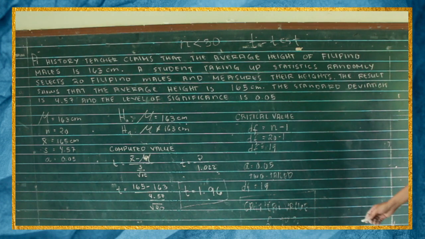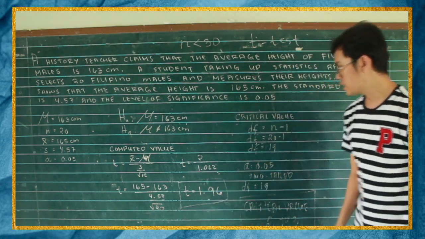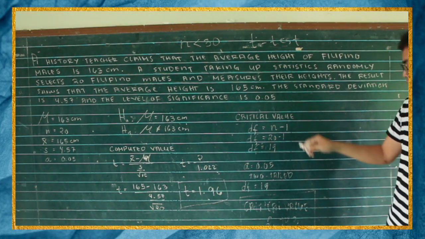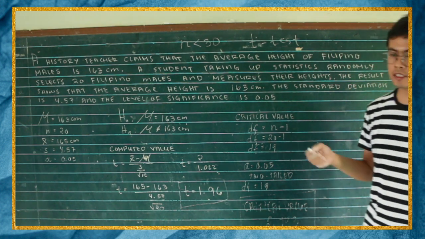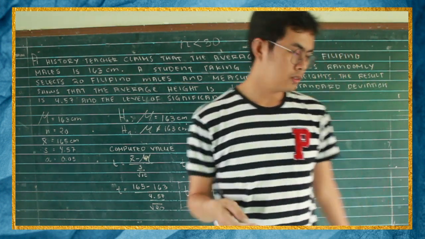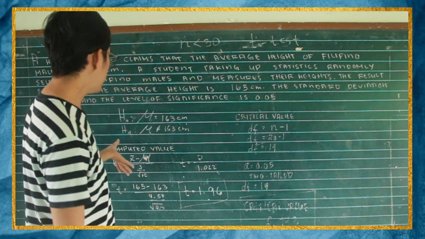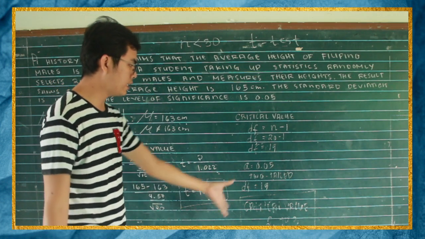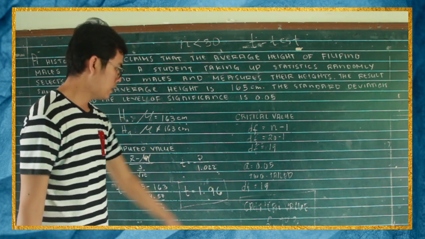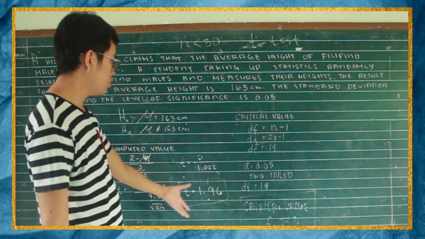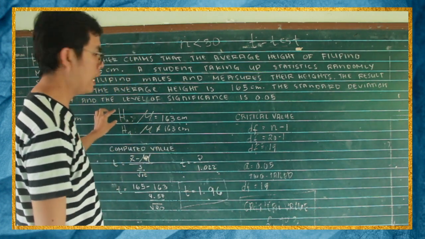2.093. So, ngayon, we already have the computed value, which is 1.96, and we have the critical value, which is 2.093. So, same lang din na rules sa z-test. If the computed value is higher than the critical value, then we have to reject the null. Question, mas mataas ba ang computed value than the critical value? No. It means we cannot reject the null hypothesis.